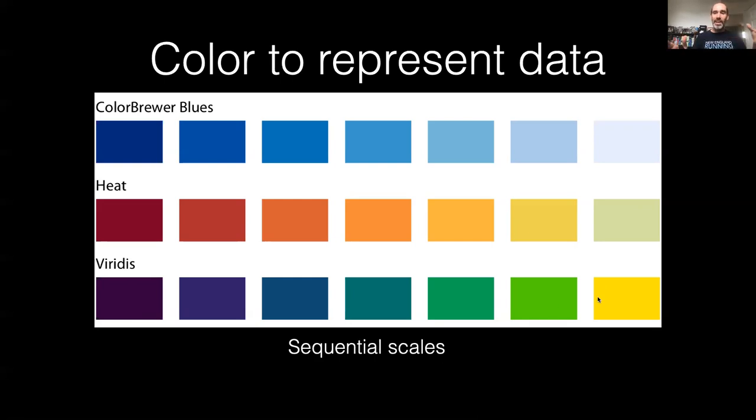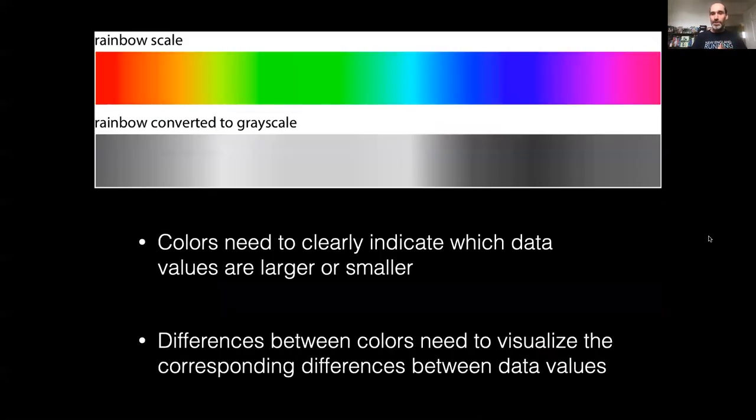That said, there's a lot of scales out there that don't really do this effectively. One of the worst offenders that is used frequently is rainbow scales, which are not really effective at indicating which data are larger and which are smaller. So you want color scales where it's clear what means big, what means small, and where the differences in color give you some indication of the differences in the underlying data values.